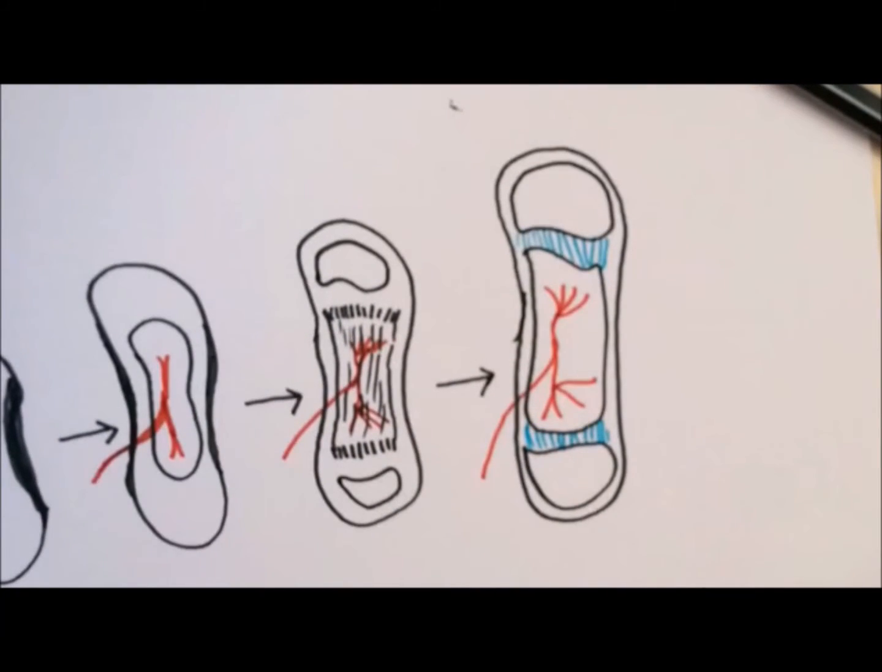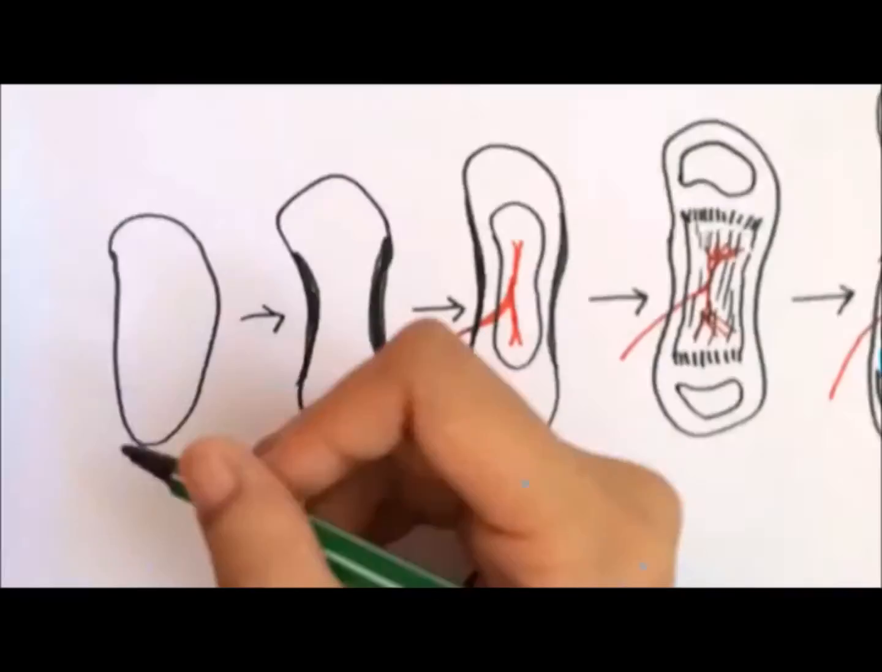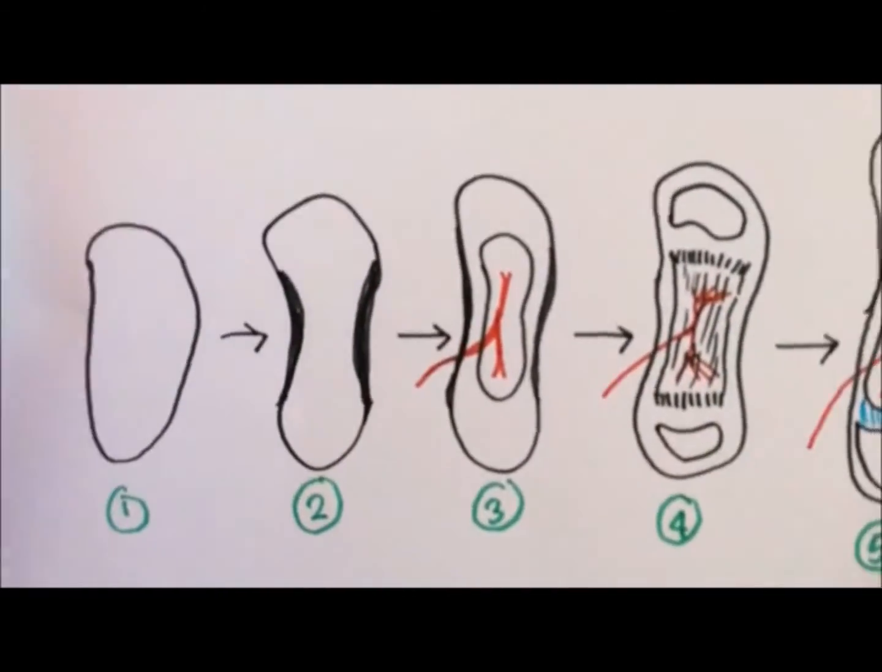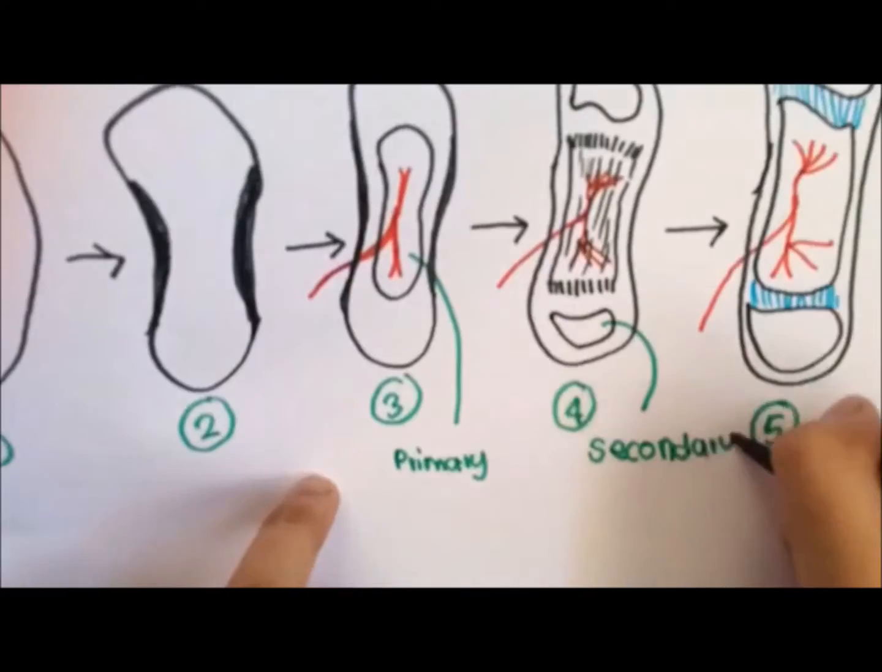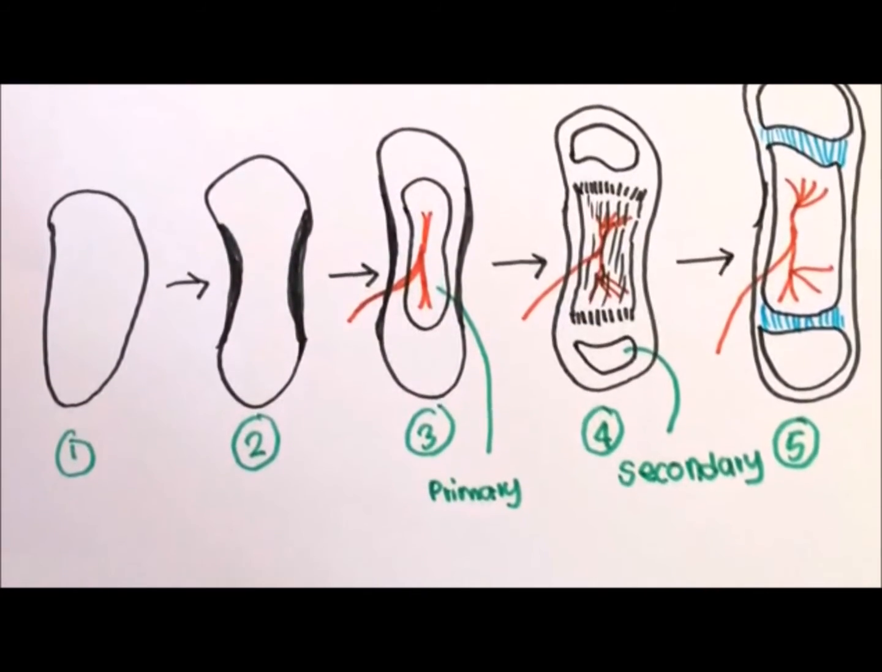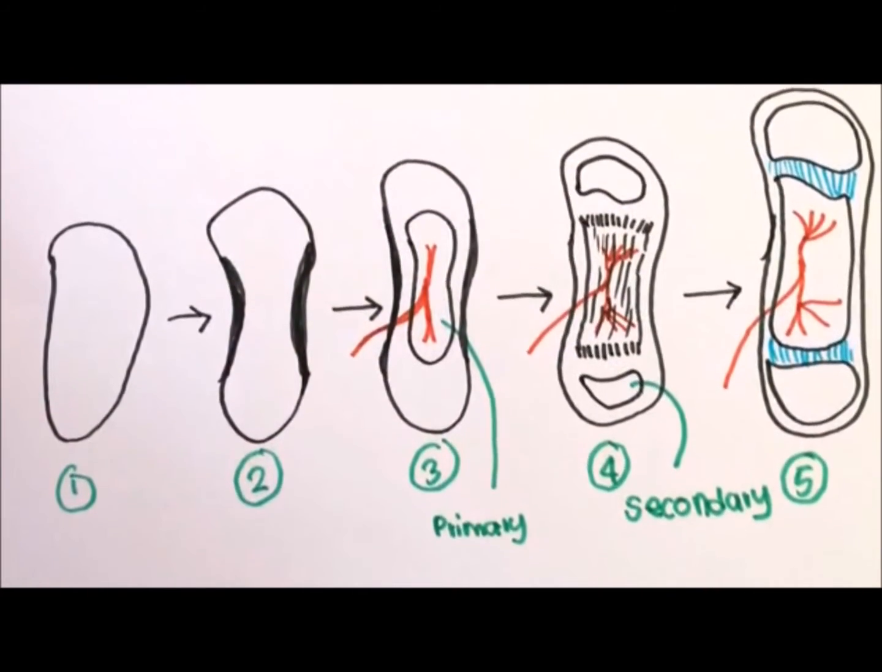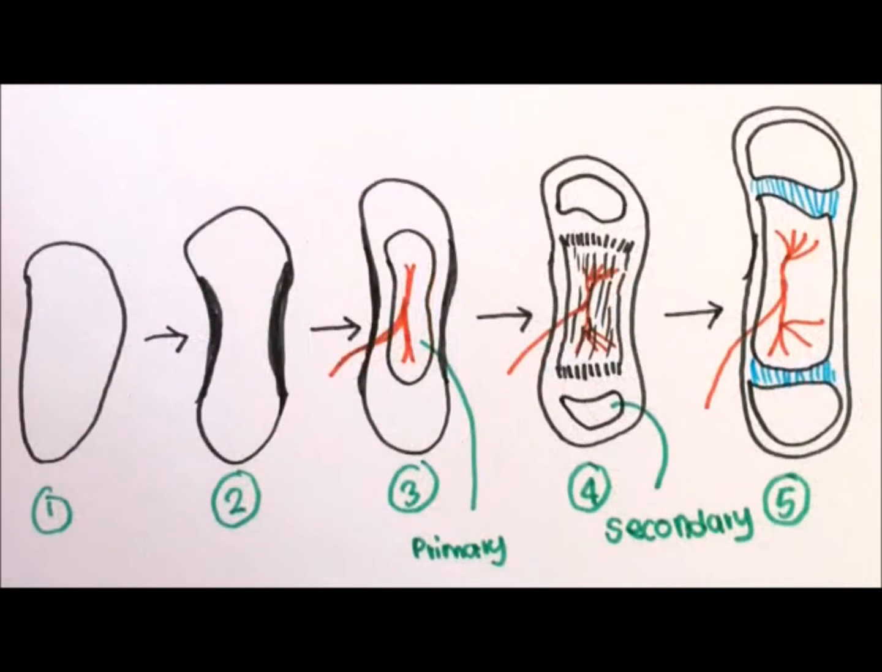And the last, step 5. Bone replaces cartilage except articular cartilage and epiphyseal plates. Epiphyseal plates ossify and form epiphyseal lines. So that is the process of endochondral ossification.